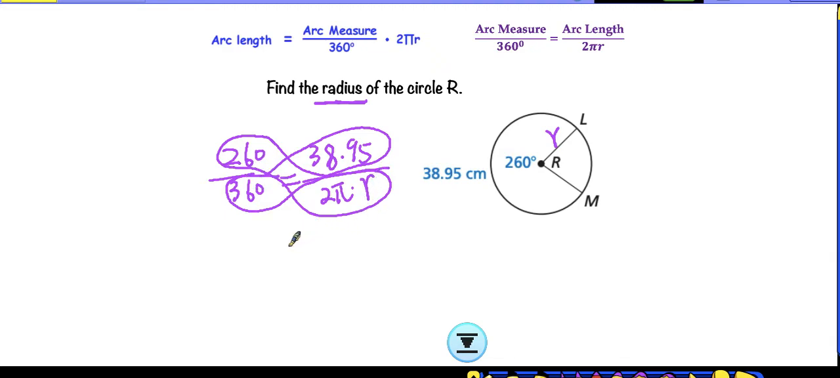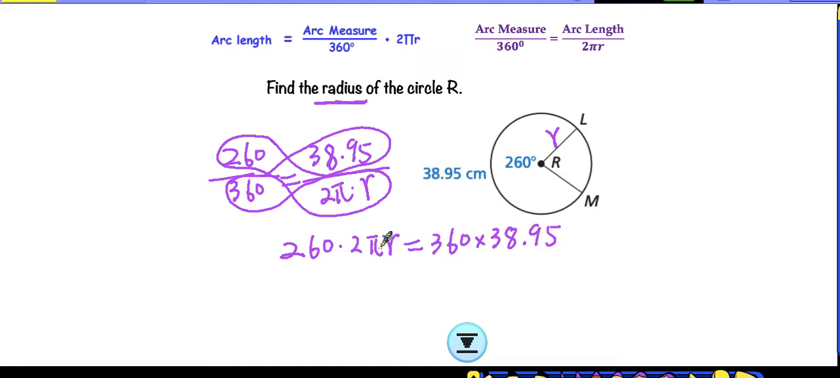So let's do this together. 260 times 2 pi r equals 360 times 38.95. Okay, so here, some student might want to ask, can I multiply 260 times 2? Yes, you can. We can also just keep it, and let's think about this.